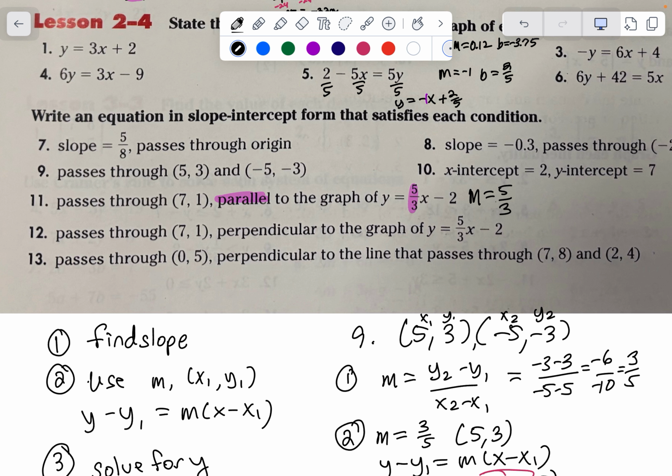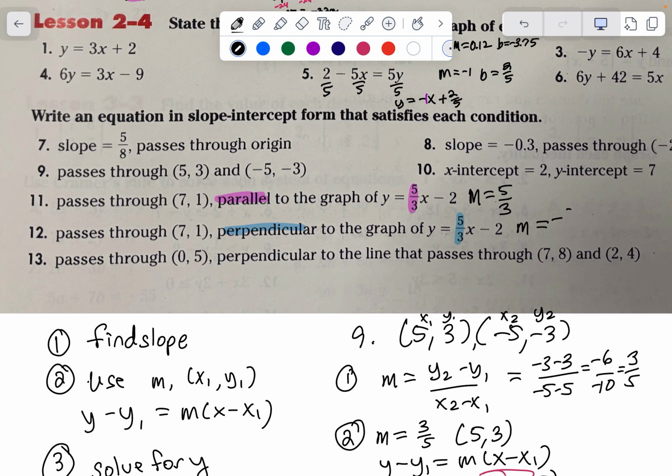But let's take a look at 12. They're mentioning perpendicular. Now this time they say we're perpendicular to 5/3. Do we use 5/3? No. Yes, we've got to flip it and change its sign. So when we flip it, we get 3/5, and we just got to put a sign on it. So for 12, we are using the slope of -3/5.